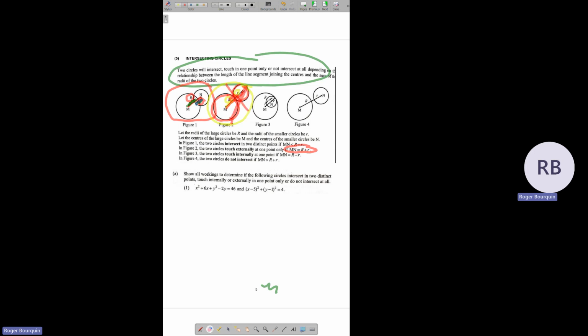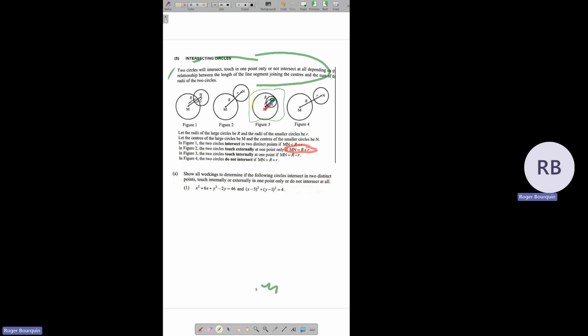Then the third scenario: you take the big radius, this big R, you work out that distance, and you minus the small radius, that distance there, and what you get is the distance MN. So if big R minus small r is equal to MN, it must mean the circles touch each other internally, they're tangents to each other internally.